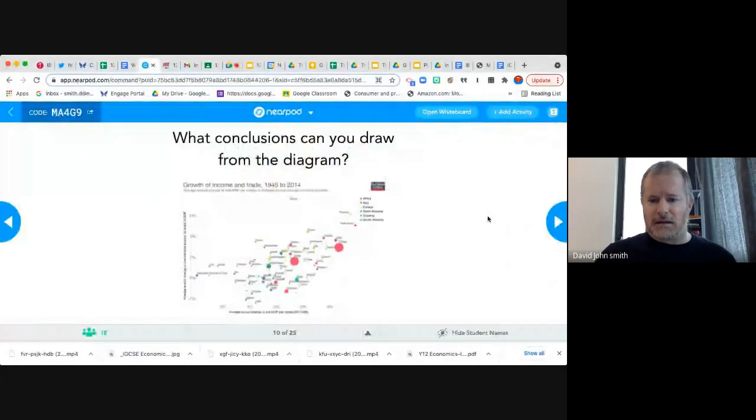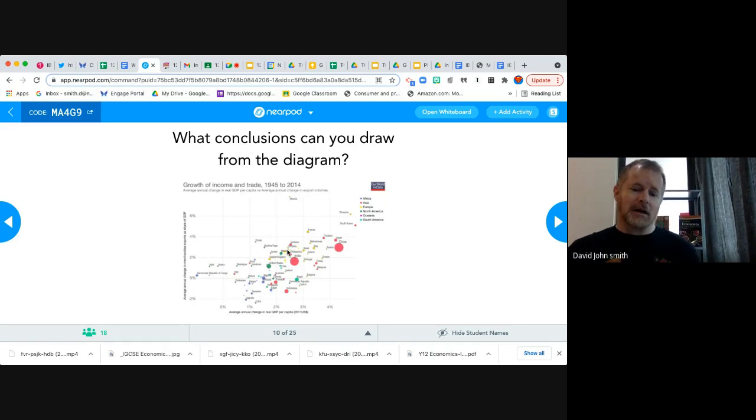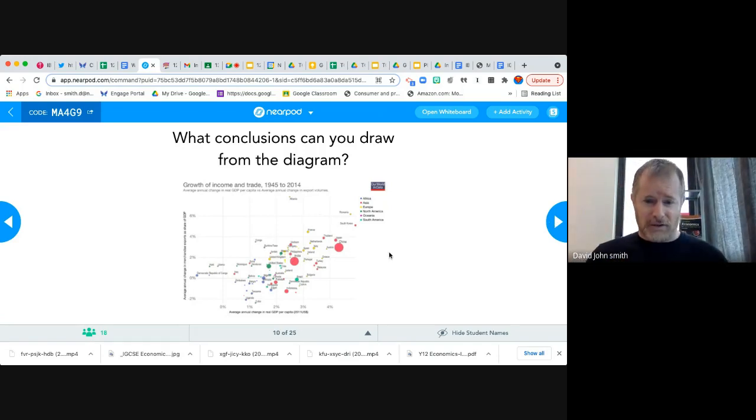Right, now back to the diagram here. They're attempting to show that relationship between the amount of exports and the income that you are possibly able to earn from it. Particularly with this time period, obviously after the Second World War, leading up to 2014. And then it's country specific, so you can also make some analysis with the individual countries.